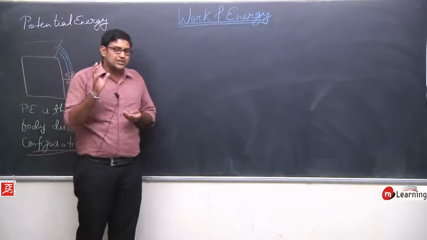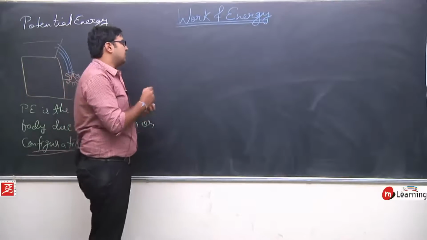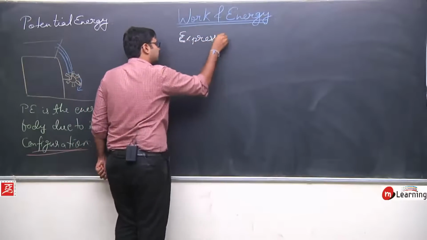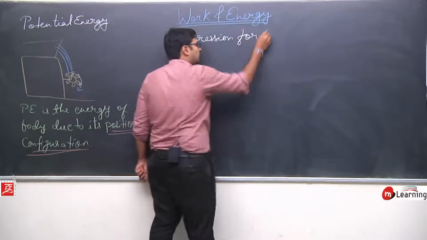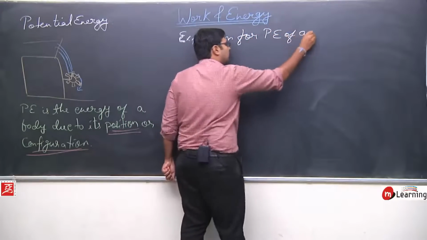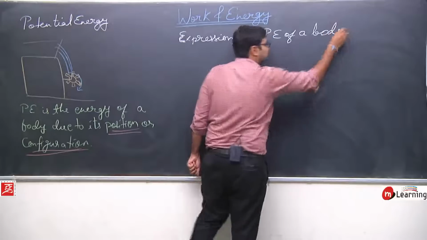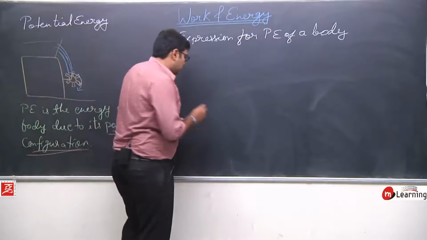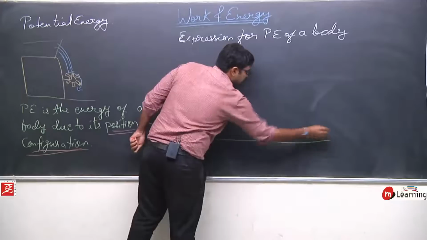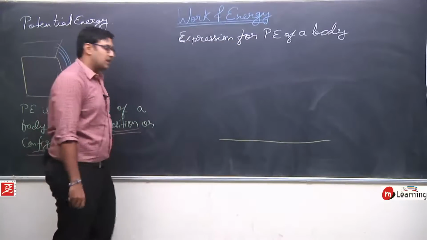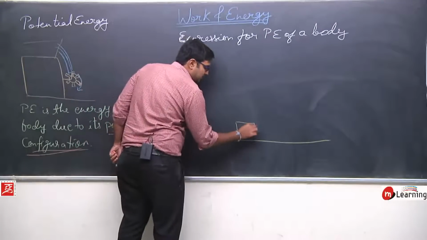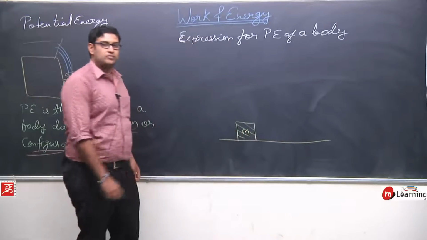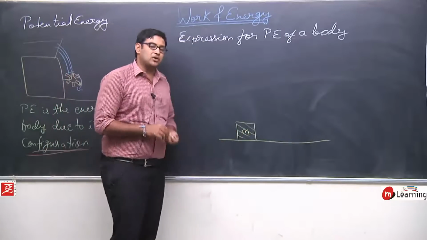Okay. So using this concept, what will we do? We will try to determine the expression for the potential energy of a body. Okay. So for example, consider this is a surface. Okay, this is a surface, and a body of, let's say, mass m is kept on this ground. Now this body of mass m is kept on this ground.